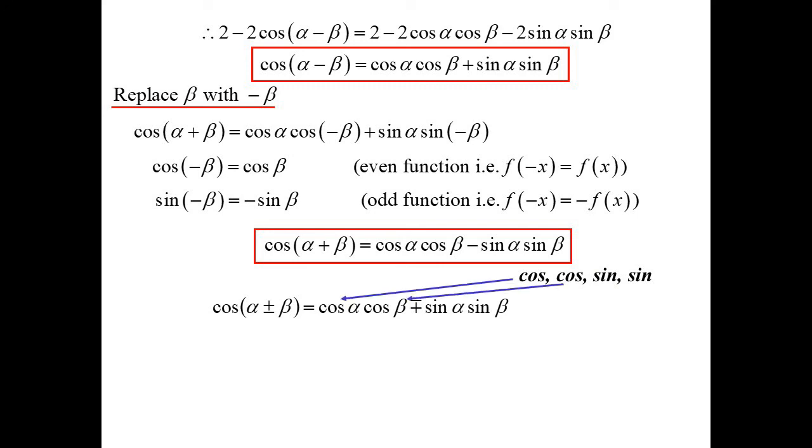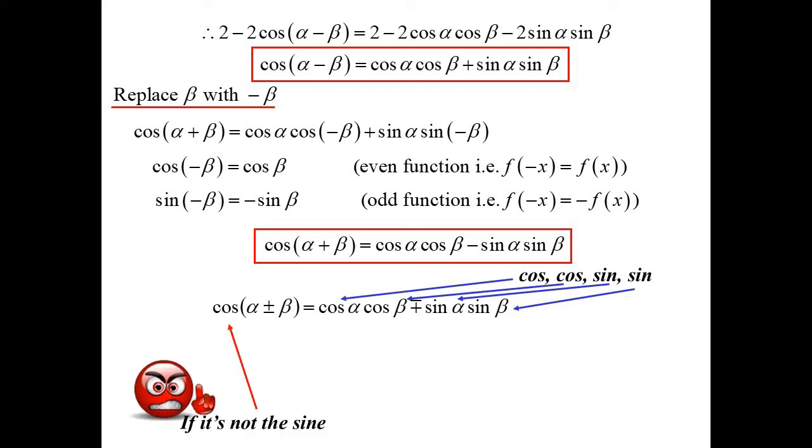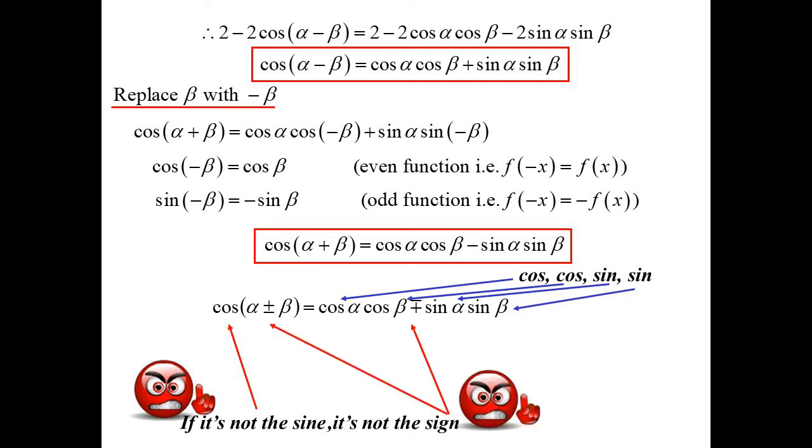Cos, cos, sine, sine. But if it's not the sine ratio, it's the cosine ratio, then it's not the sine sign. And that's how you remember it. Cos, cos, sine, sine. If it's not the sine, it's not the sine.